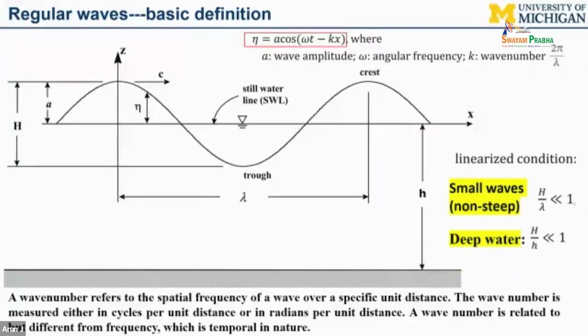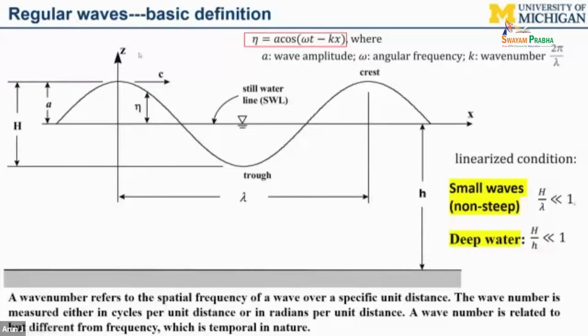And we often talk about small linear wave theory. What is the linear wave theory? There are 2 assumptions. One assumption is small wave, which means the wave height compared with the wavelength is small. Another is deep water, which means the wave amplitude compared with the water depth is small.